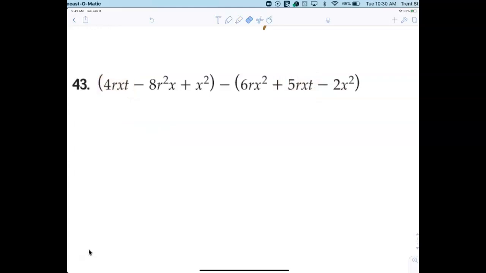Thank you very much. All right, so the first thing we're going to do is make that a -1 and then distribute. So that's negative 6rx squared minus 5rxt plus 2x squared. And normally you write them in alphabetical order. If I'm not mistaken, t comes before x. So that's not even written out properly for them. You see what I'm saying? All right. So again, it doesn't really matter. You're not ever going to get a problem wrong because you didn't write it in the right form.